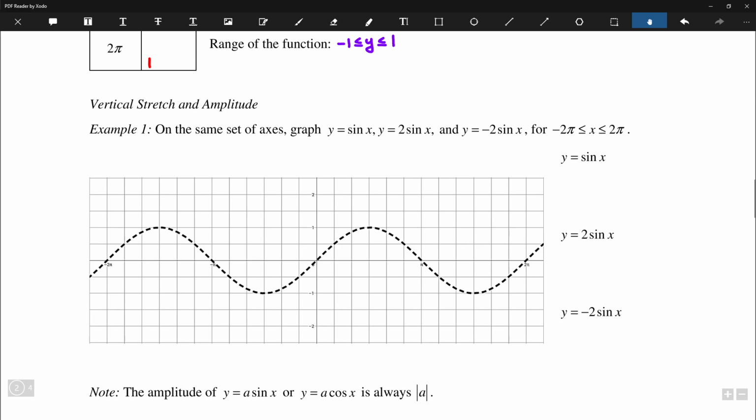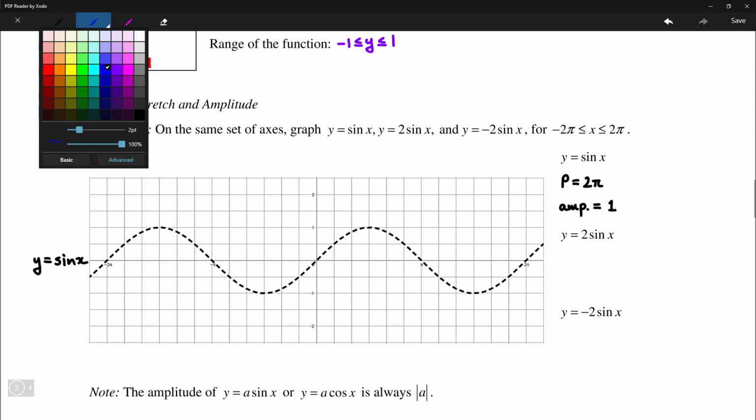So in this graph, we're given y equals sine x, and we're going to use it to graph y equals 2 sine x and also y equals negative sine x. Okay, starting with y equals sine x, we know that the period is 2 pi, and we know that the amplitude is 1, since the distance from the center line of y equals 0 to the maximum or minimum value is 1. Okay, so the original function that we're given here is y equals sine x.